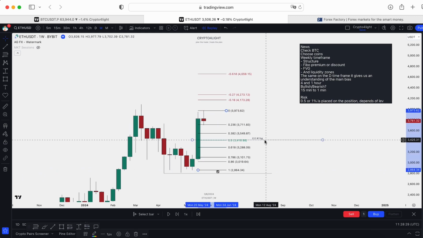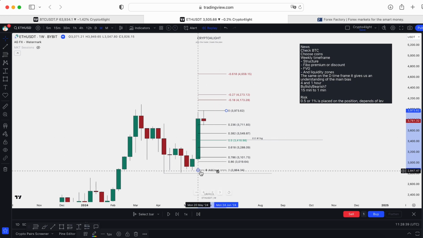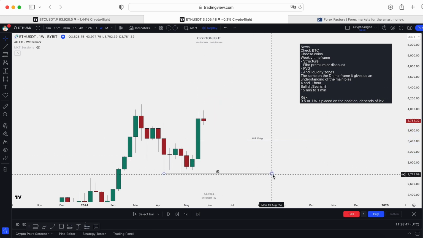This is the top. So basically 0.5 level by FIB, 3K400 and 3K288. It's also more than a key zone for potential reversal move for Ethereum. And liquidity zones I already marked. Let's go to the daily time frame.